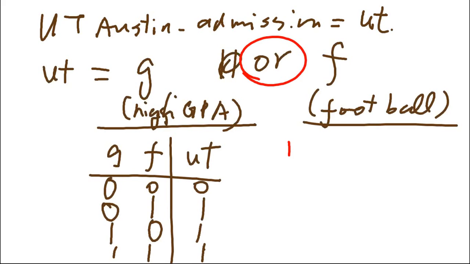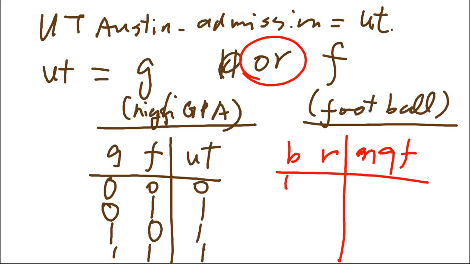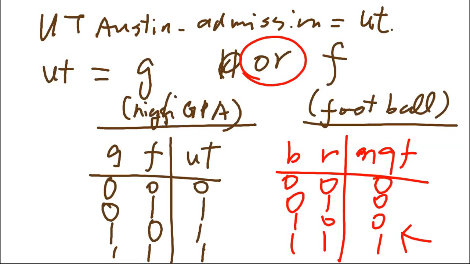If you have the beautiful and reasonable nice girlfriend, there's only one case that meets it, where both are beautiful and reasonable. And in this one, whether a person can be accepted by UT Austin is based on whether he has high GPA or football. Any one of the conditions would be true. Is that okay? So let's try this one.